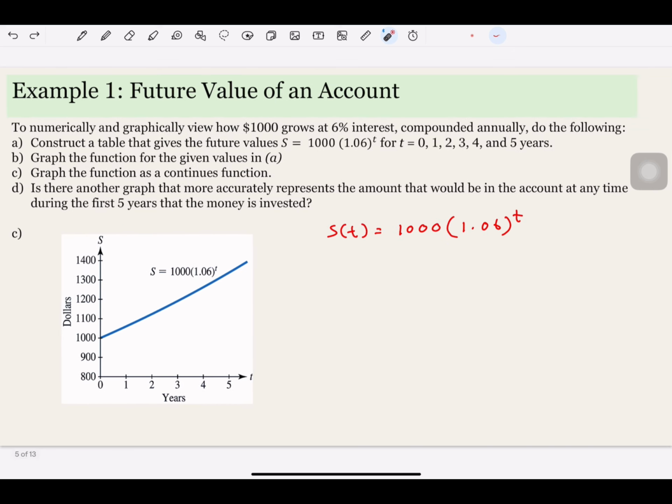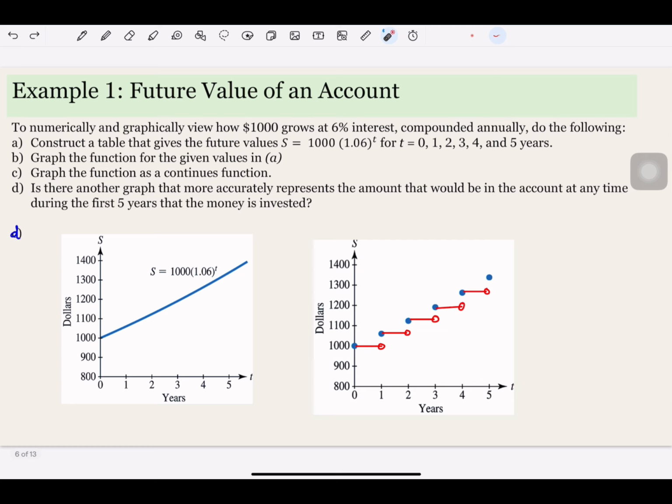And moving on, next we have the continuous function. This continuous graph shows the amount continuously increases, but the interest is paid only at the end of the year. So the amount in the account is constant at the previous level. Actually, this scenario is well illustrated in this graph. This is the more accurate graph of the amount that would be in the account, because it shows that the amount remaining is constant until the end of the year where the interest is added.